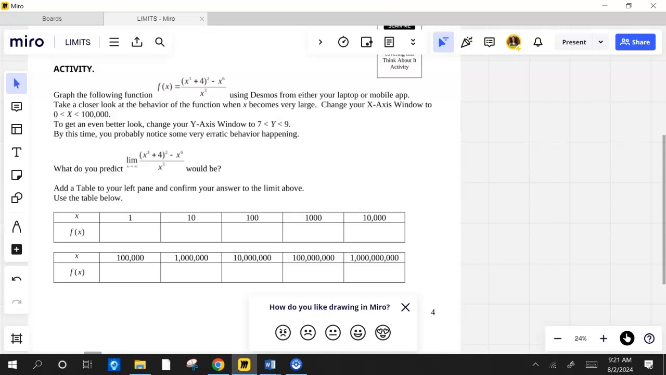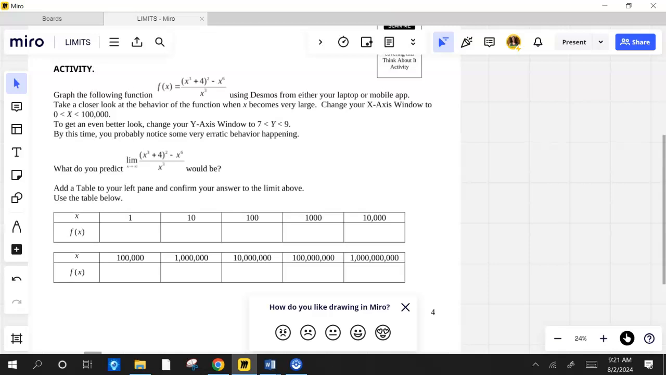We're going to use the table. You can graph it and look, or you can use the table. But you have to graph it. If you look at the graph, what do you think?